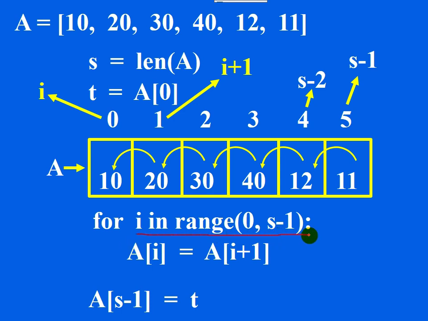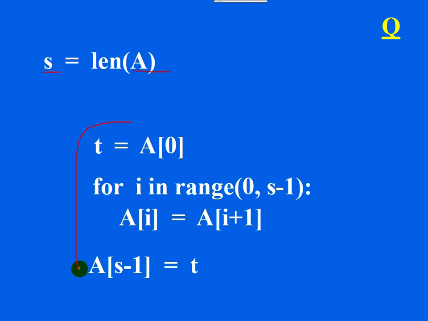So as i varies from 0 to s minus 2, all these elements are shifted by one position to the left. So you got the code for shifting all the elements by one position to the left. Initially, you should find the length of the list. Now a of 0 should be stored in a temporary variable t, followed by this one, and finally this. So let me write these statements. So initially you should find the length of the list a. Now after that, all these statements.